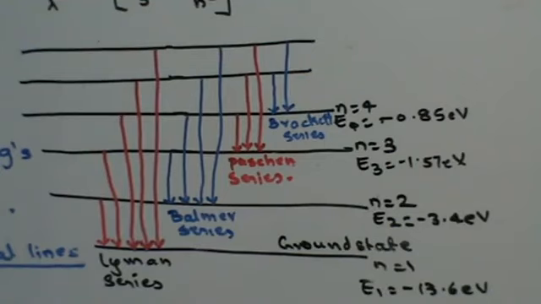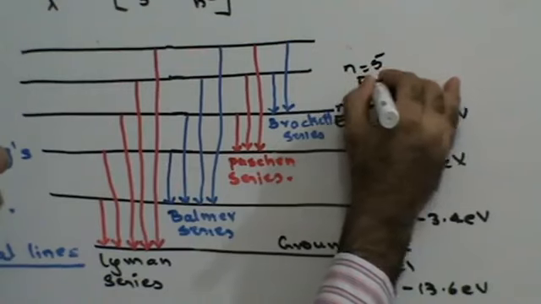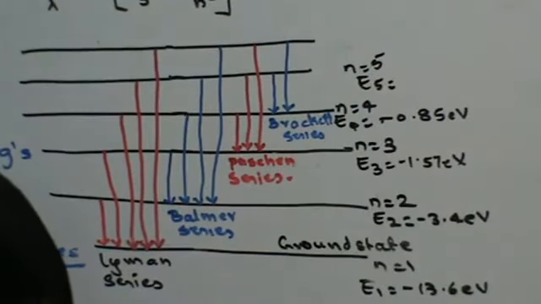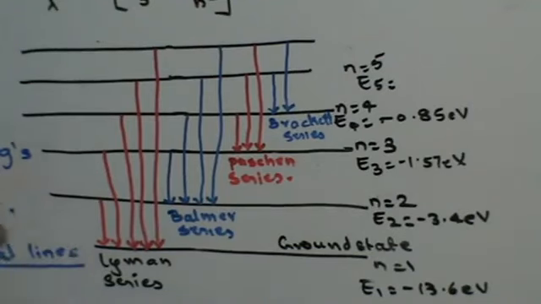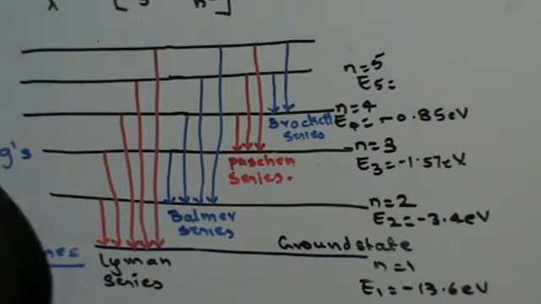Once you have the Brackett series, finally you could also get your Pfund series. The Pfund series is when n is equal to 5. The energy in that orbit is almost negligible, so you would have very small energy there, and you would have a transition of electrons from an outer orbit to n equal to 5. Fine, do you get this idea? Do you understand the origin and how spectral lines are formed?